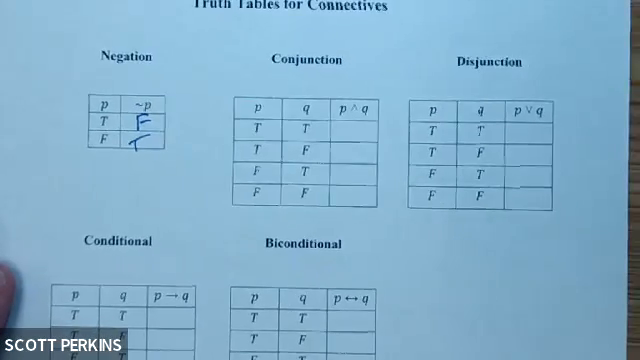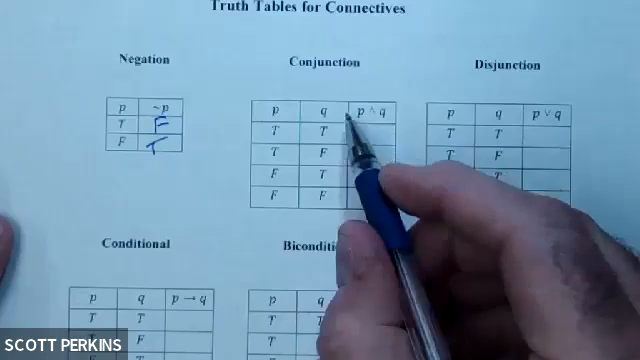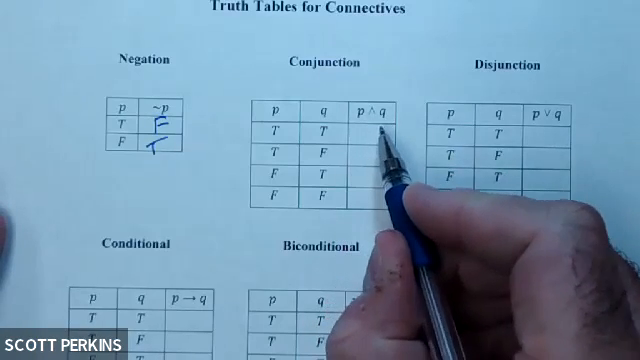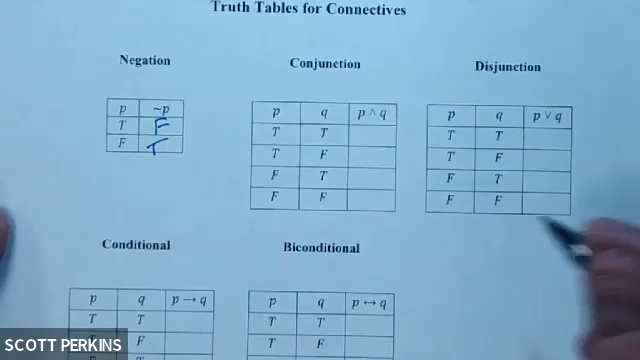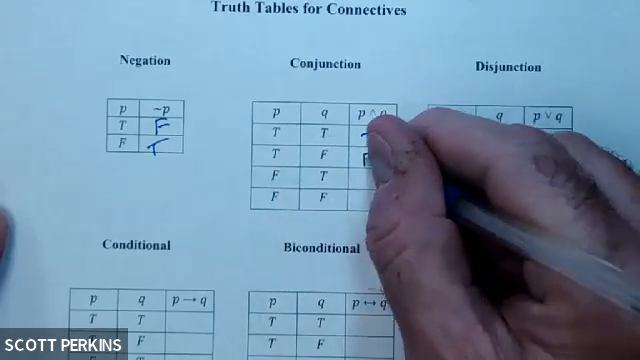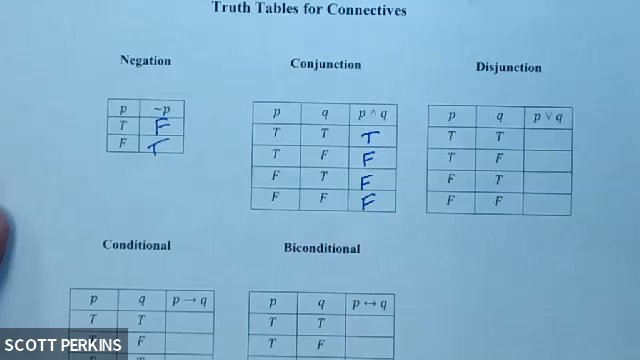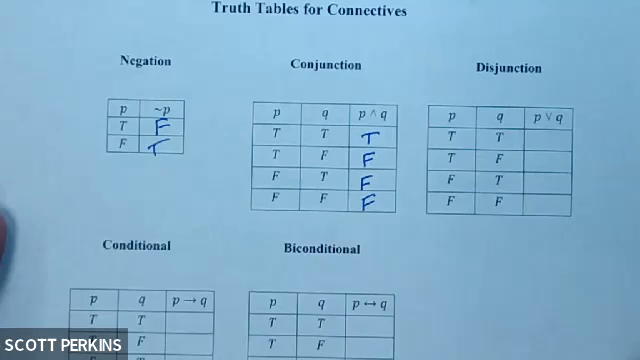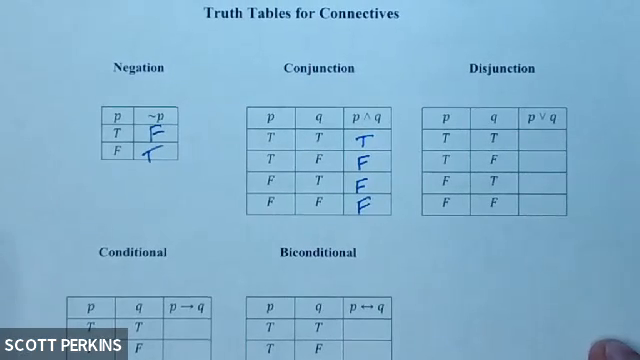The next one's the conjunction, your and statement. Sometimes the word but is used. When is the conjunction true? That's the only time when they're both true. So the first row, true and true is true. The other times I've got false, false, false. Everybody with me? Any questions? If you have a question, ask it. This is the most important thing for you, to remember these truth table facts because they're essential to everything.